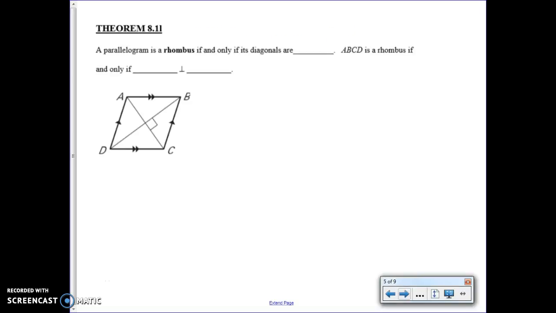Okay, so if we know these things, we know a few other properties are going to be true. For instance, a parallelogram is a rhombus if and only if its diagonals are perpendicular. So if we see something that we know is a parallelogram and we see that right angle on the diagonals, that's enough to tell us that it really is a rhombus. So ABCD is a rhombus if and only if AC is perpendicular to BD.